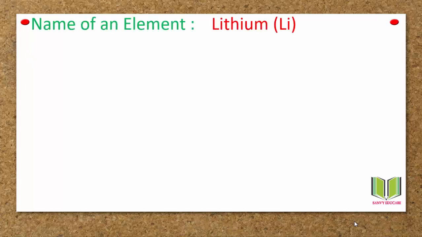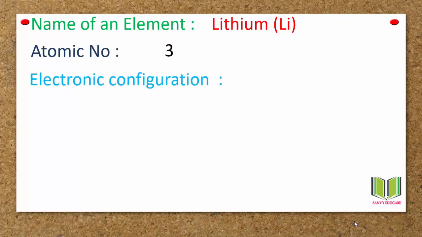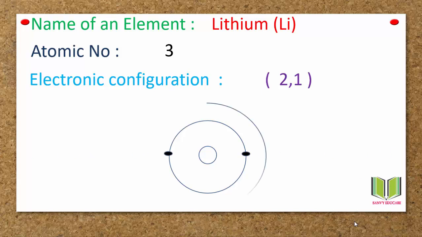Next, lithium, symbol Li, atomic number 3. Electronic configuration 2 1. It means there are 2 electrons in the first shell and 1 electron in the second shell. Here it is. Let's see.